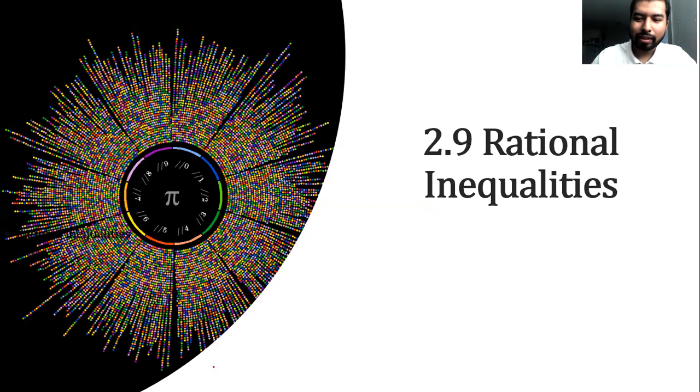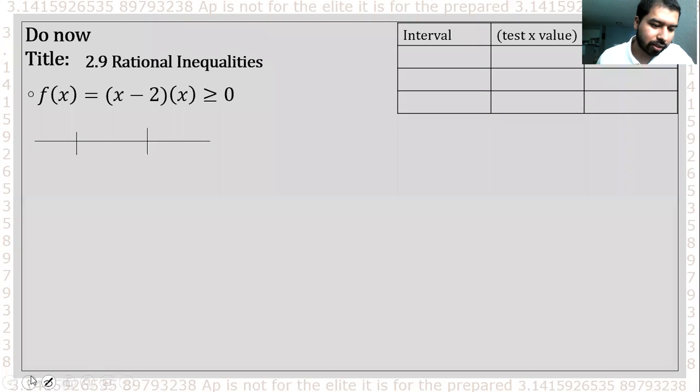So we're gonna go ahead and continue, but today we're gonna be talking about rational inequalities. Very similar to the last lesson, where we talked about polynomial inequalities. Today we'll talk about rational inequalities. So go ahead and try this do now real quick. Very similar to yesterday's notes. Set each one equal to 0, and we're gonna find those intervals, okay?